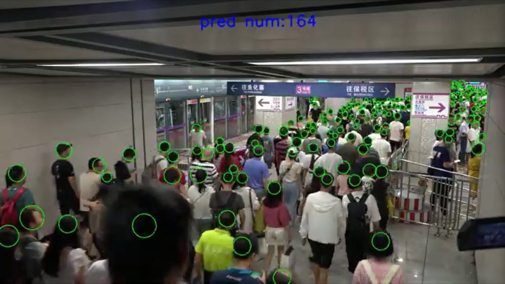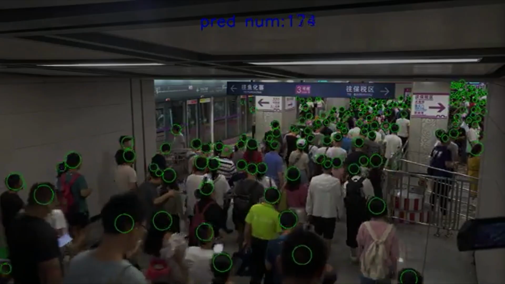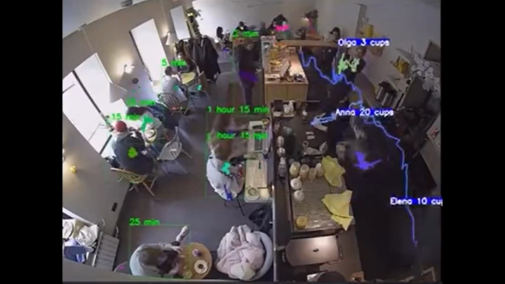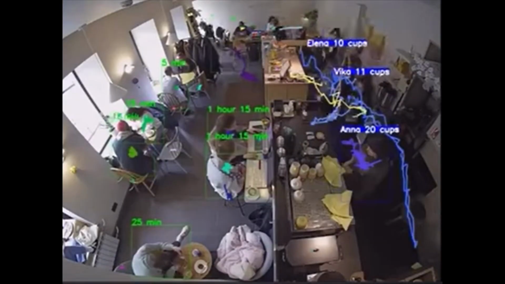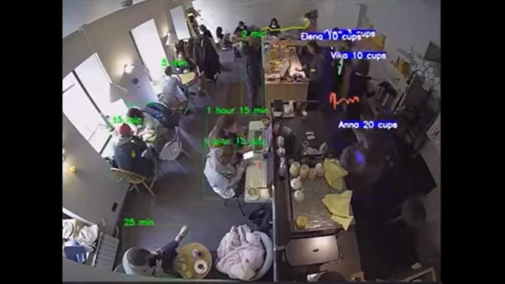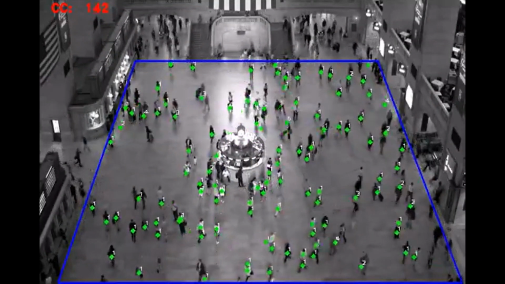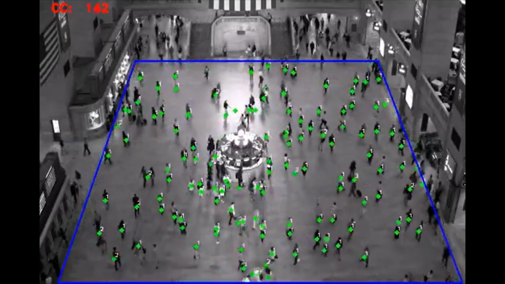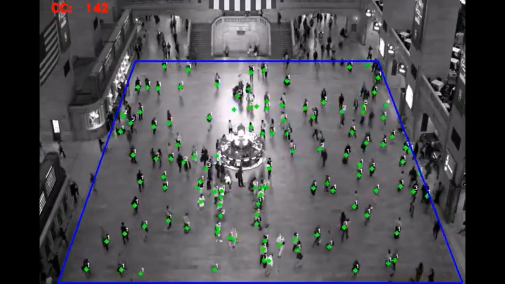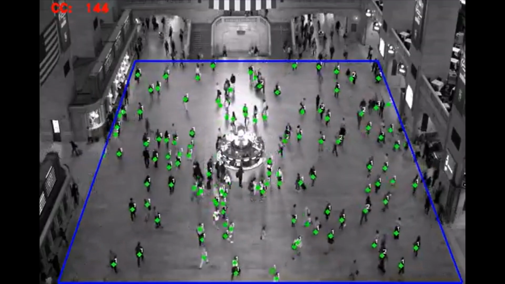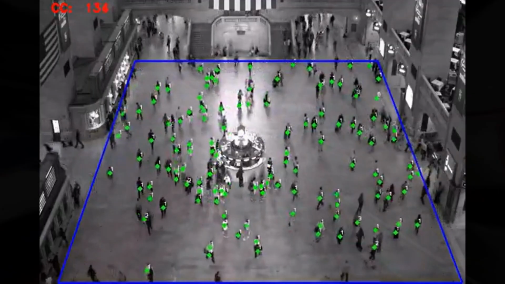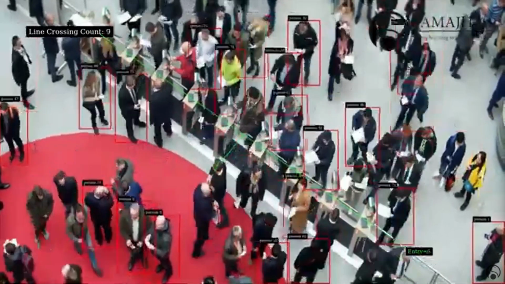AI crowd counting surveillance uses machine learning and computer vision to analyze video feeds and identify crowd density levels in real time, also generating insights like heat maps in order to help with safety and management. By utilizing this technology, it will count people, track movement, identify high concentration areas, and even trigger alerts for overcrowding or unusual activity that may take place.